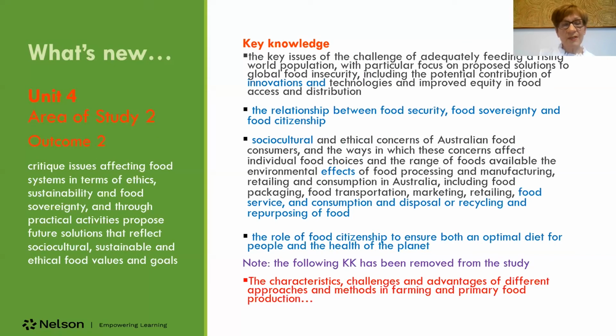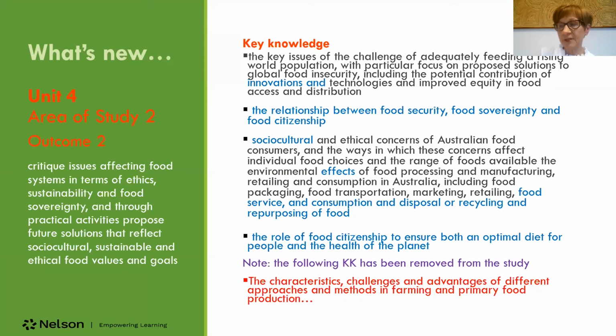What you will notice, one of the key things about Unit 4, Area of Study 2, Outcome 2, is that the first key knowledge point in this unit refers to the key issues of the challenge of adequately feeding a rising world population, with particular focus on proposed solutions to global food insecurity. Similarly, the key skill states that students should describe global food security and explain possible pathways to achieving food security.